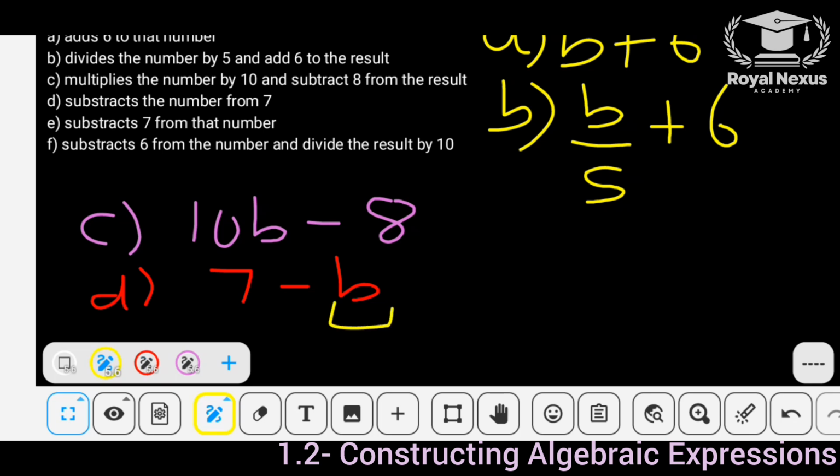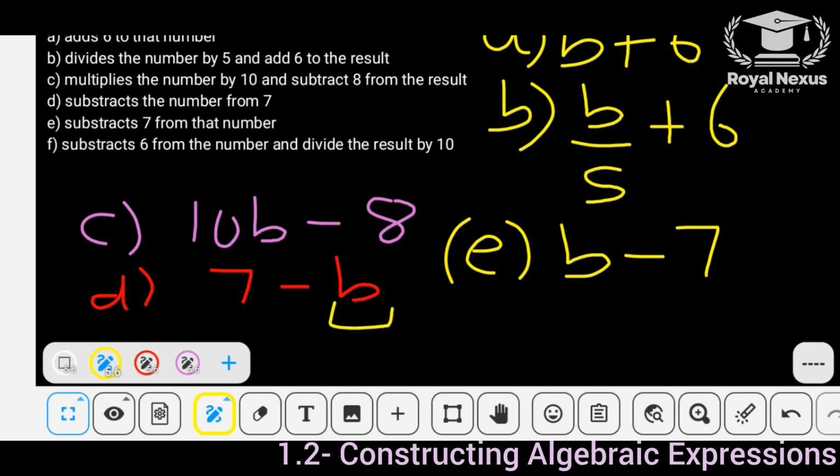If 7 is being subtracted from that number, only then we will be writing that number before 7, which is basically covered in part E. So if we just move on to part E, it says that 7 is being subtracted from that number. So the number is b and 7 is subtracted from it. So it will be b minus 7.